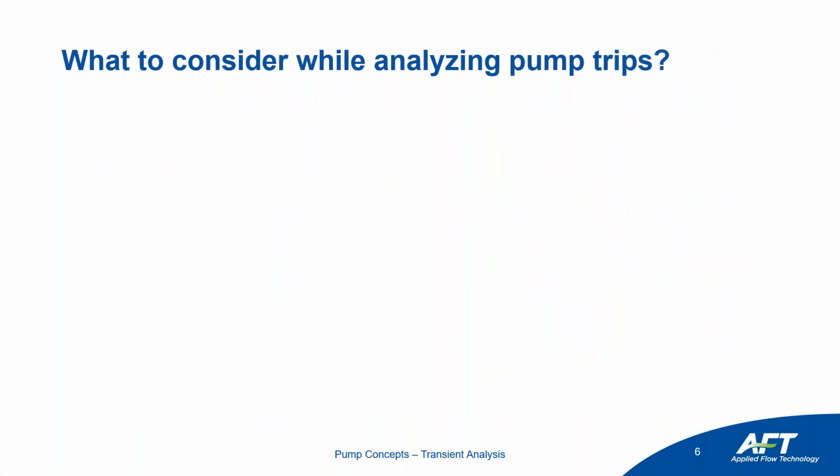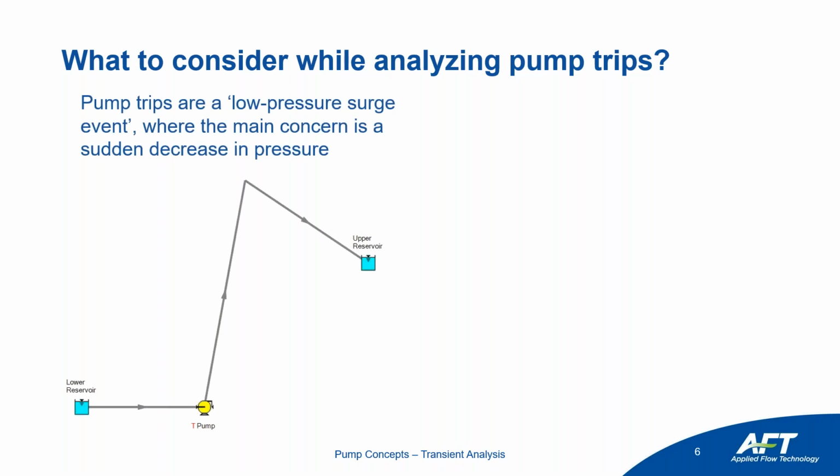We can do similar analysis when we're doing pump trips, but we're going to be anticipating a different event or a different response. So while pump startups are what I consider a high pressure surge event, pump trips are a low pressure surge event, where the main concern is a sudden decrease in pressure. When we shut this pump off, this is what's causing all the pressure to generate flow to overcome this elevation gain and then all the frictional losses to this reservoir. So when you suddenly take that away, now you're going to see that low pressure wave transmit through the system and see potentially reverse flow.